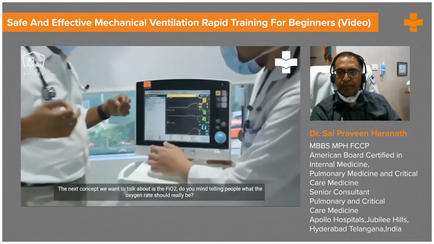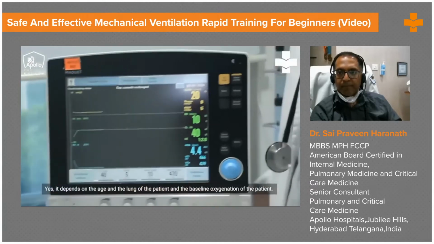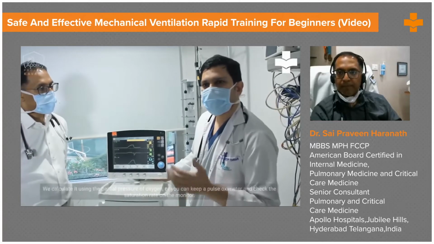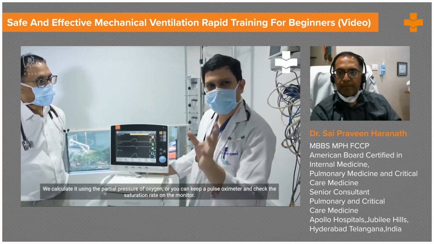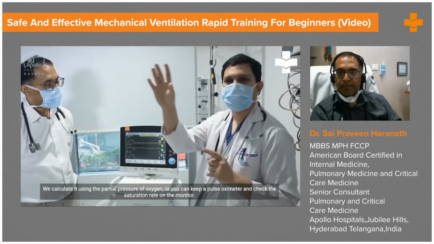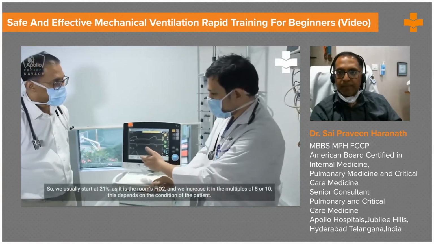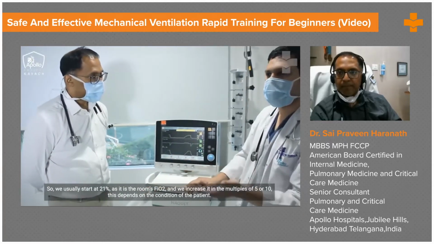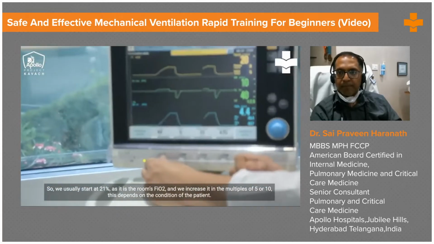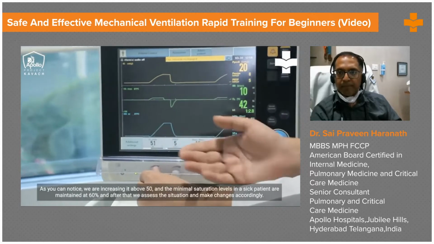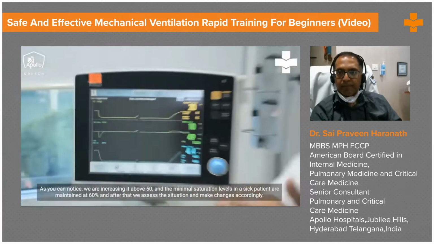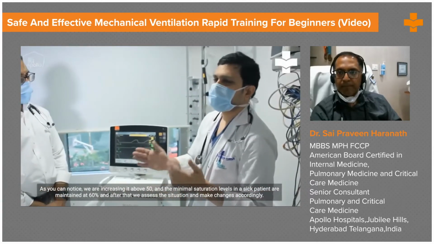The next concept we want to talk about is the FiO2, or oxygen. Do you mind telling people what the oxygen should really be? Yes, it depends on the age of the patient and the lung of the patient, how much the baseline oxygenation is. We usually aim to keep a target saturation. We calculate the PaO2, or you can keep a pulse oximeter and see the saturation on your monitor. We usually start at 21%, which is the room air FiO2. We usually increase it in multiples of 5 or 10, depending on the patient situation. You can see here we are increasing up to 51, 53. You can also decrease it. The minimal saturation we usually keep in a sick patient is around 60%. After that we will assess.